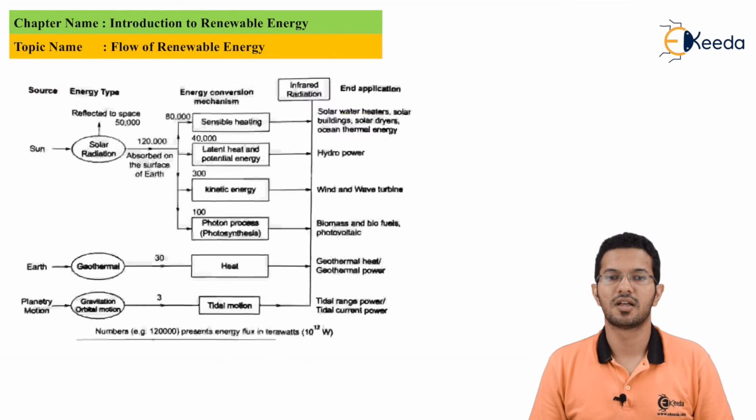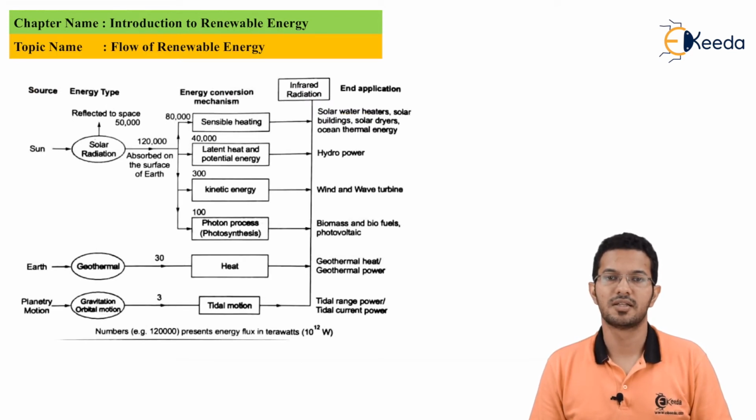From the diagram we can understand the flow of renewable energy. Let me explain this diagram. Basically, you see that there is a source from where we are getting the energy, like solar radiation, geothermal, gravitational, or the orbital motion.